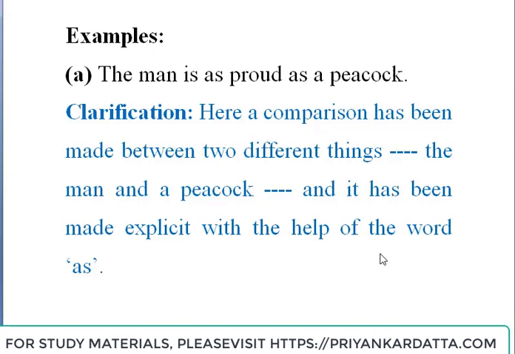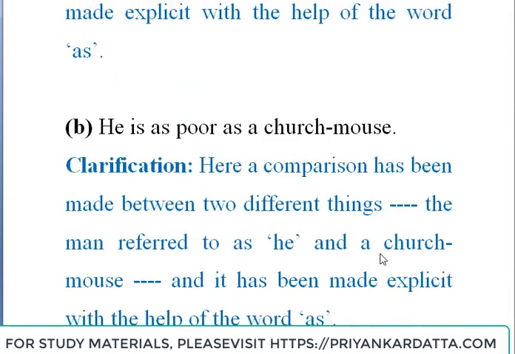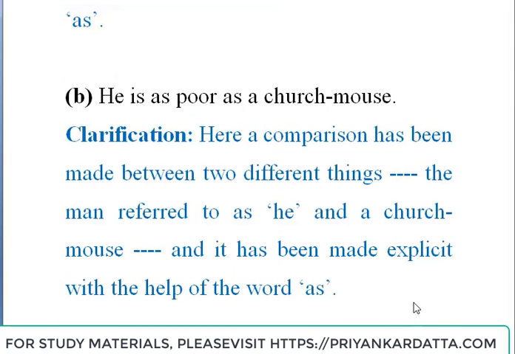Now let us come to the second example of this kind of simile. The expression is, he is as poor as a church mouse. If you are told to clarify the use of simile in this expression, you will have to write, here a comparison has been made between two different things, the man referred to as he and a church mouse, and it has been made explicit with the help of the word as.